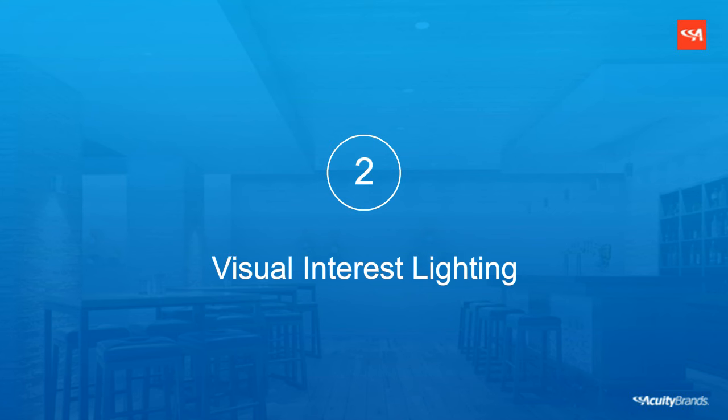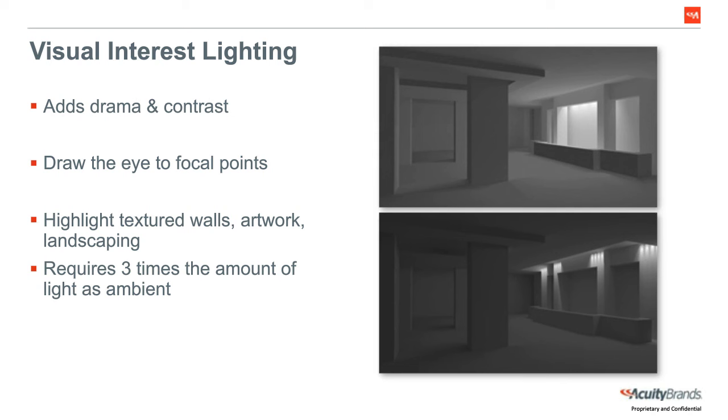The next layer to consider is visual interest lighting. This layer of light is a focus for restaurants. This light adds drama, excitement, and contrast for focal points and the like. This lighting brings happiness to the guest. For instance, studies show that people like to face walls that are illuminated versus non-illuminated. It makes them feel as if the space is more open and inviting.